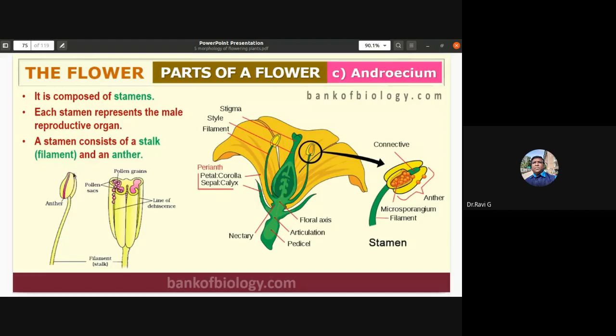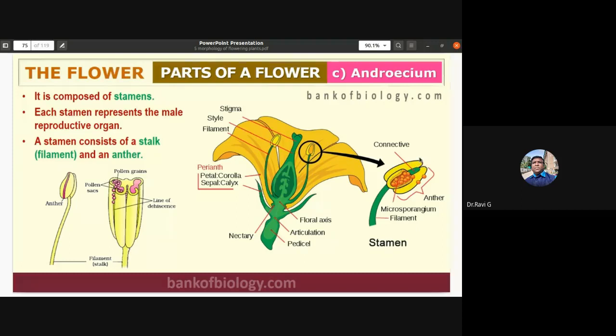In some plants, they have only one lobe. Here you find two lobes. So this is the anther. It consists of a stalk structure called the filament and a lobed structure called the anther. In this particular diagram, you can notice the nectar region, the ovary, everything in detail. So you can see the stamens. Within these anther lobes, they have pollen grains.